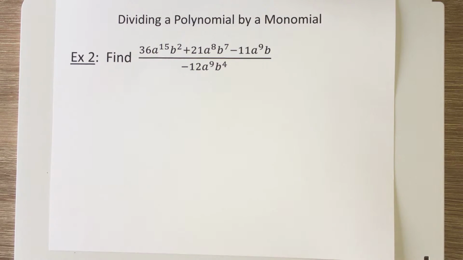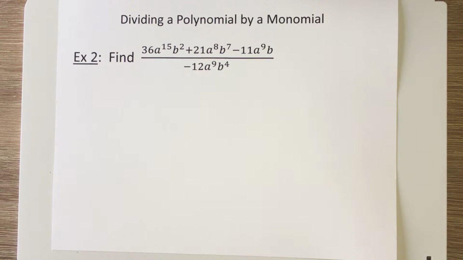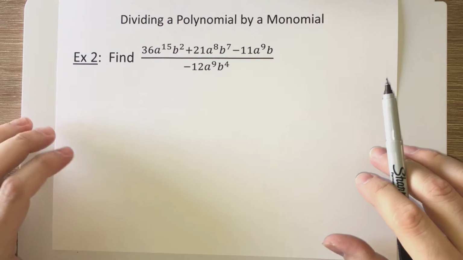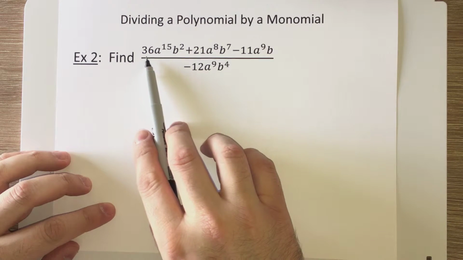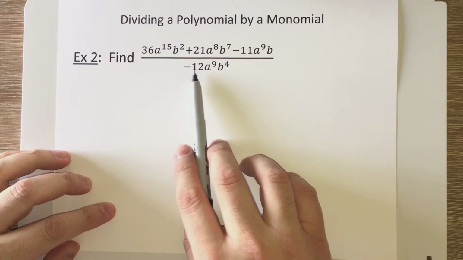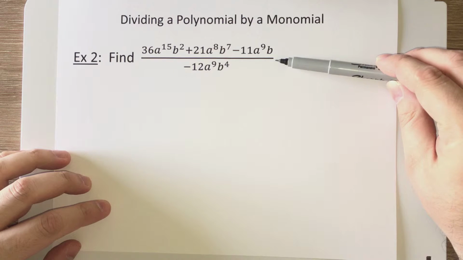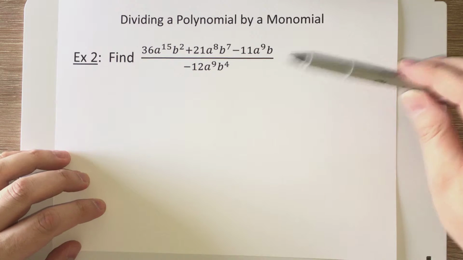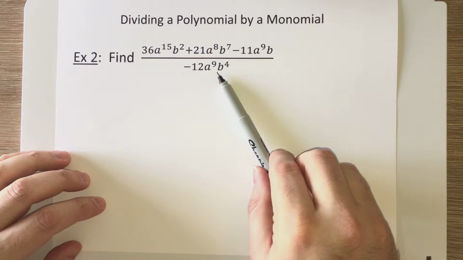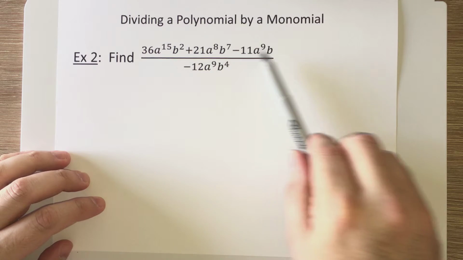Okay guys, so let's try the second example of dividing a polynomial by a monomial. Again, I want you to notice that the top above the fraction line is a polynomial, but the bottom is just one term. That's a monomial. So we're dividing by a monomial. In other words, if the bottom is a monomial, then you do it one way. You take the monomial on the bottom and you put it underneath each term on top.